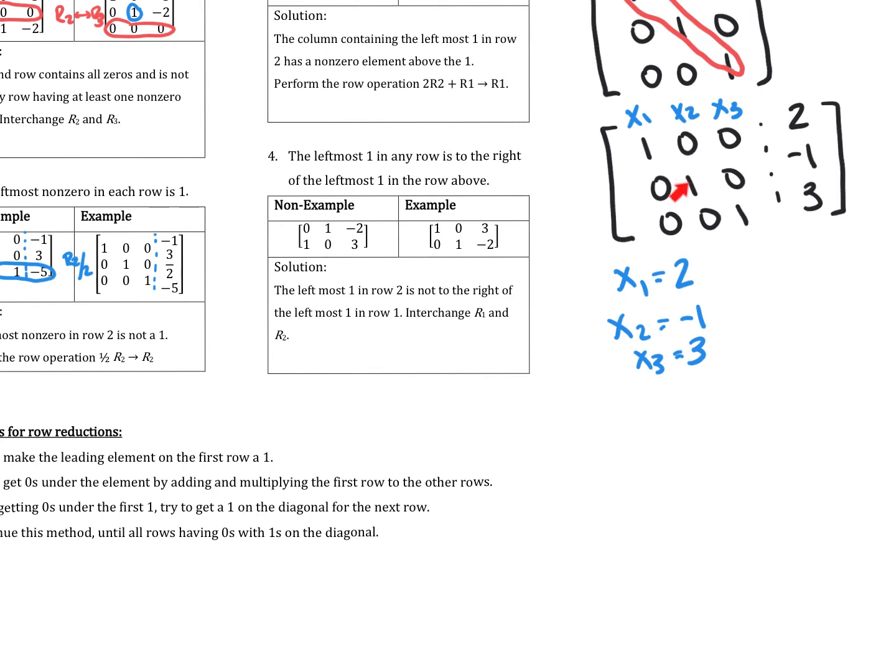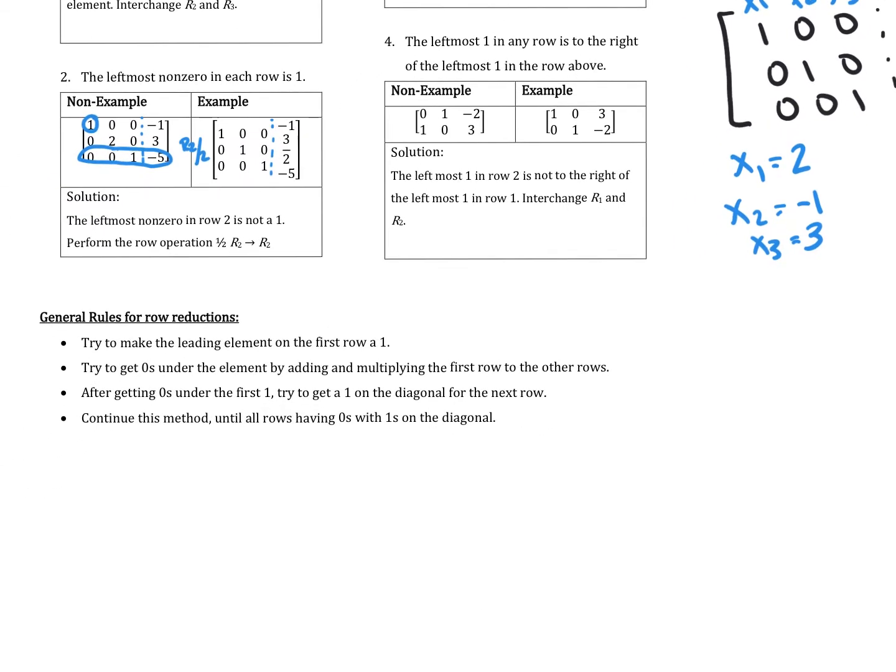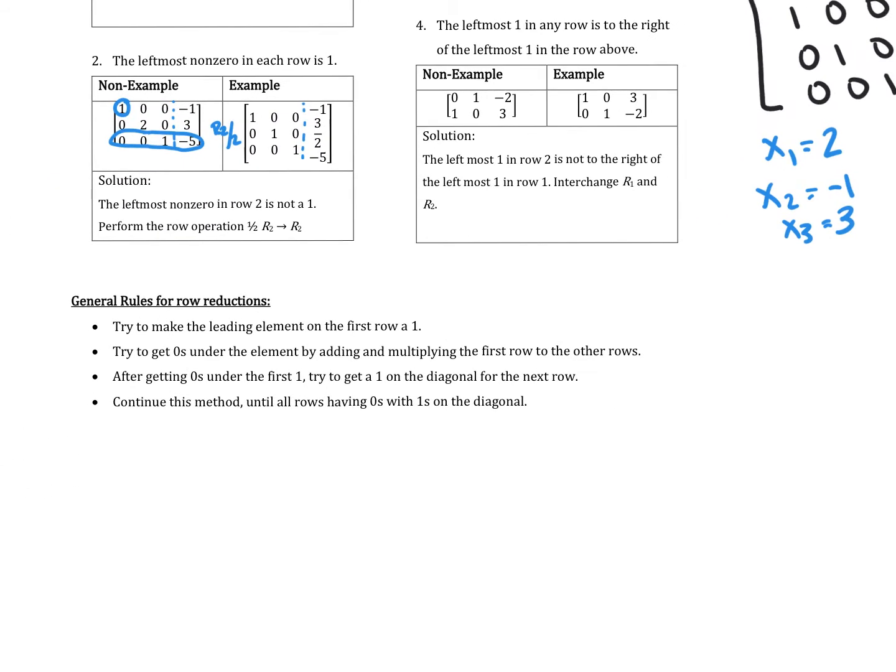Then we want to get a 1 in the diagonal next. Below is a 0, above it is 0. Then we want a 1 on the diagonal again. This final element should be a 1, and you want zeros above it. So you want 1s on the diagonal, 0 everywhere else. Continue this method until all rows have zeros, with 1s on the diagonal.